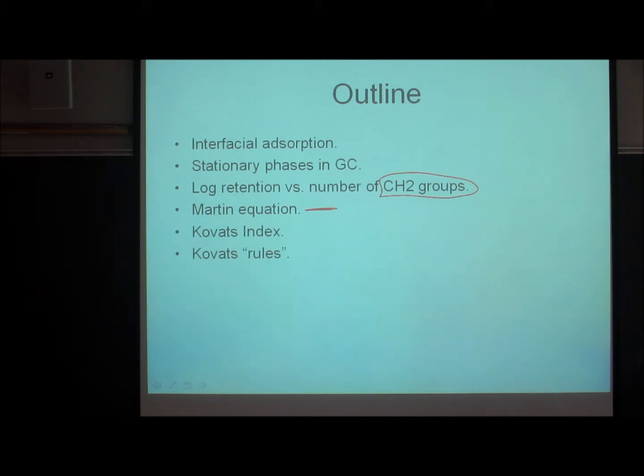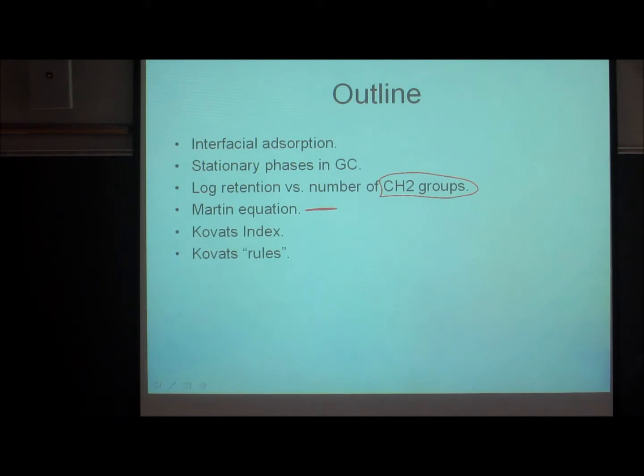And that is something you can bet on, except for perhaps the first one or two members of a homolog series, like methanol, ethanol, or acetonitrile, propionitrile. As you add CH2 groups, you're going to see a linear increase in the logarithm of the retention factor, and things linearly related to the retention factor.